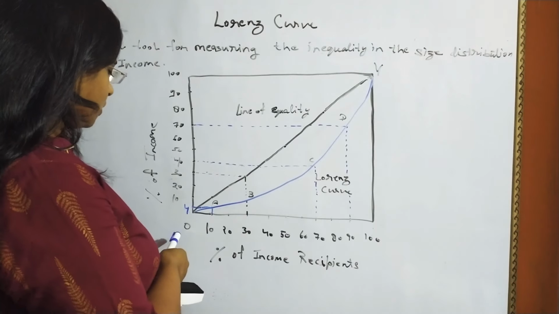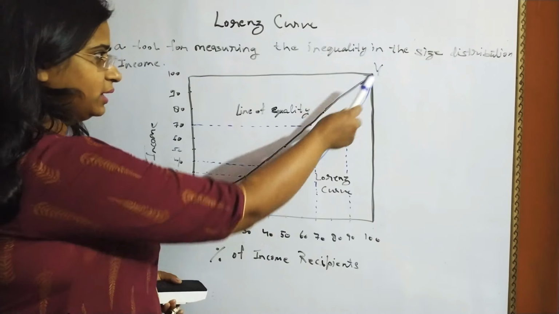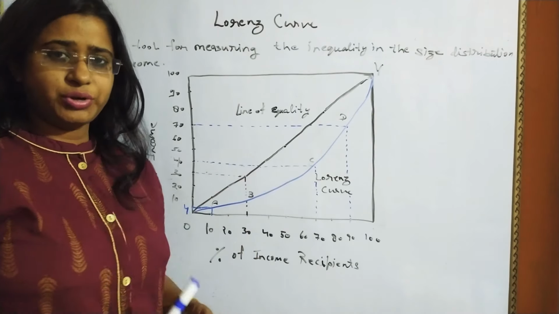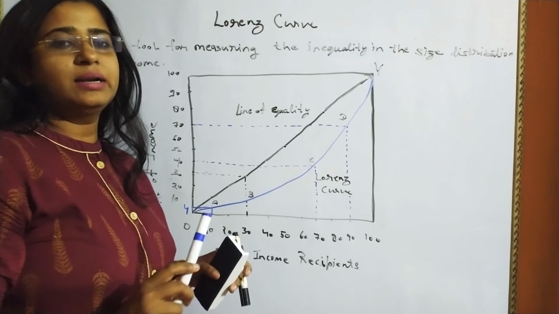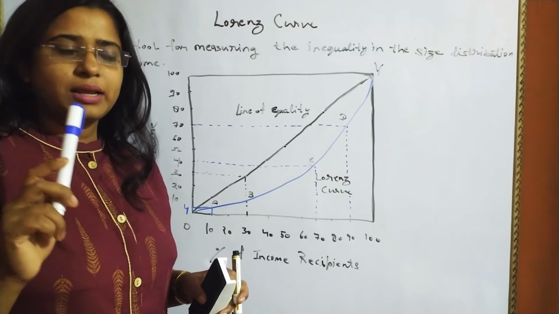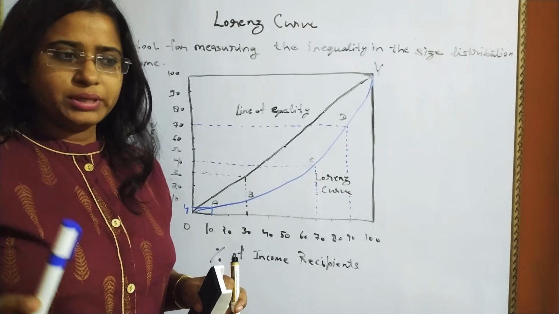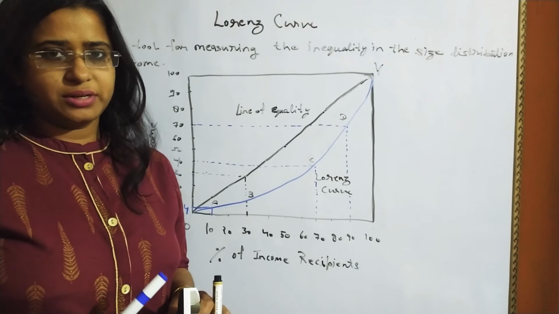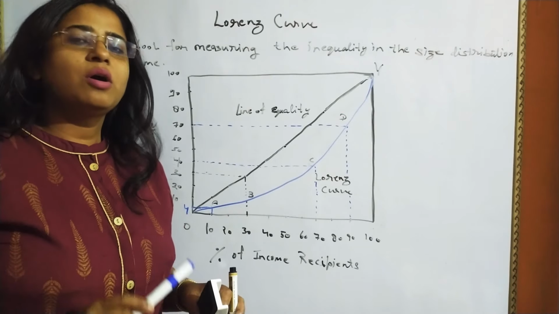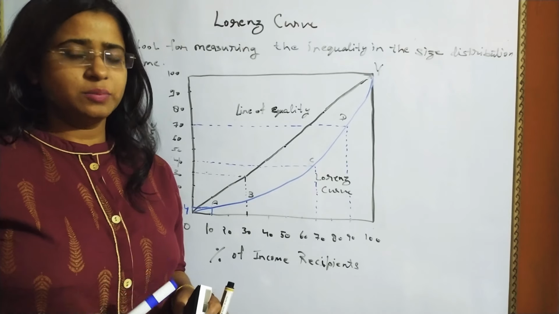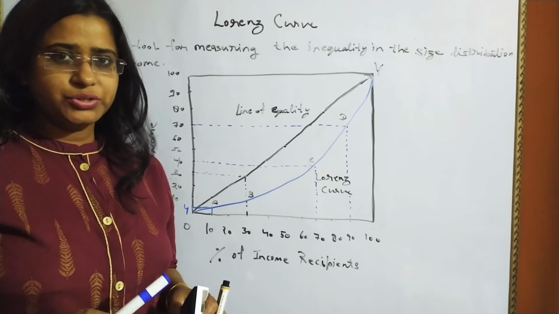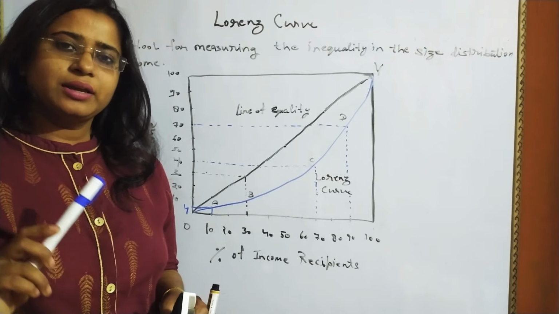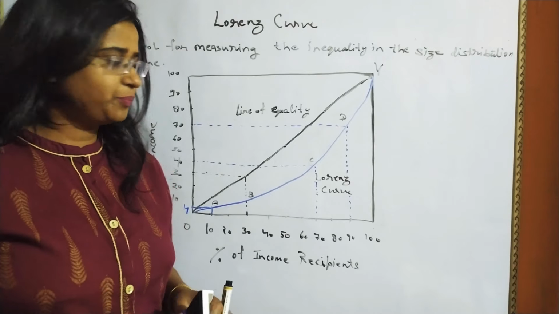And now we can see the OY line, this line of equality. It is a straight line and it is showing that every single point on this line shows that a particular percentage of population is earning the same percentage of national income. That means on this line of equality the income distribution of the country is perfectly equal. Every person is getting equal amount of national income.